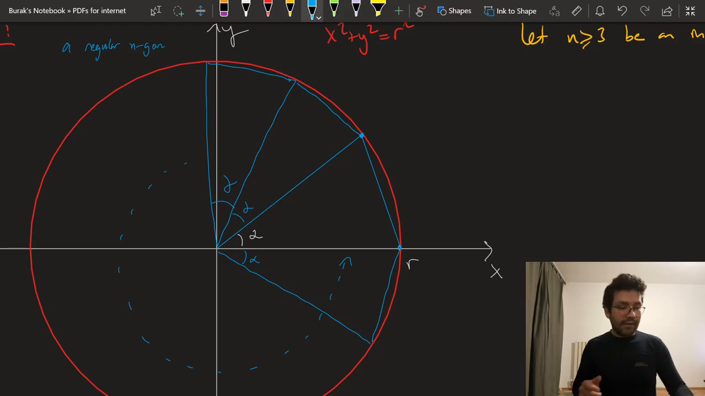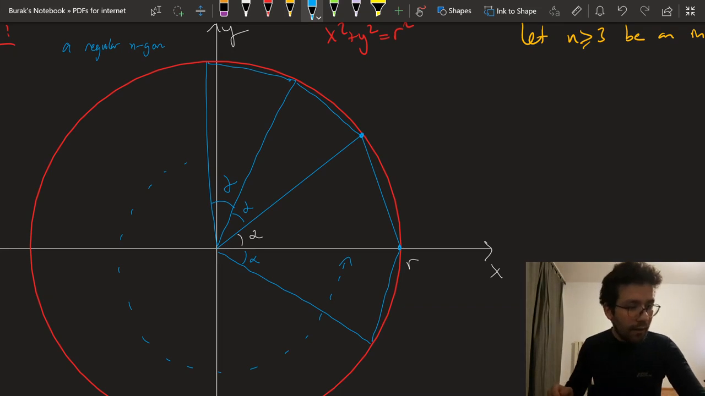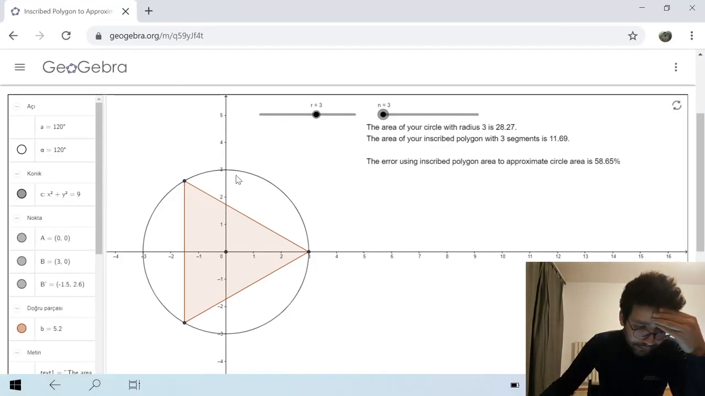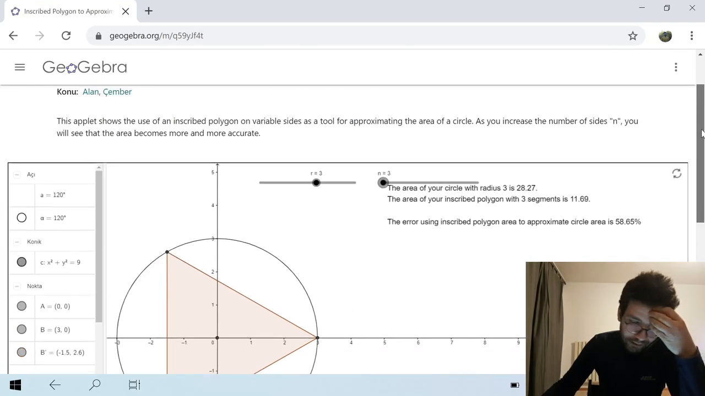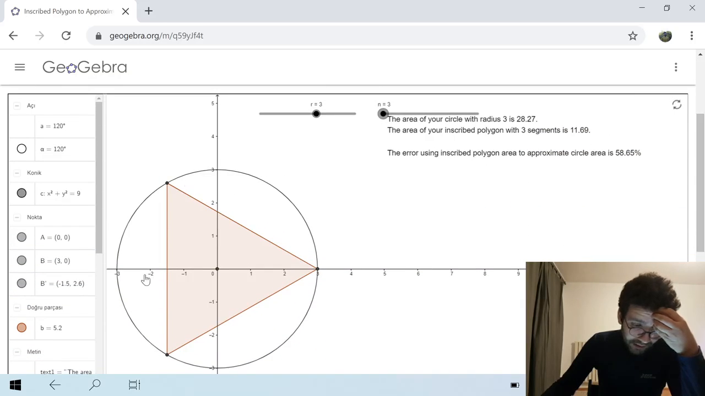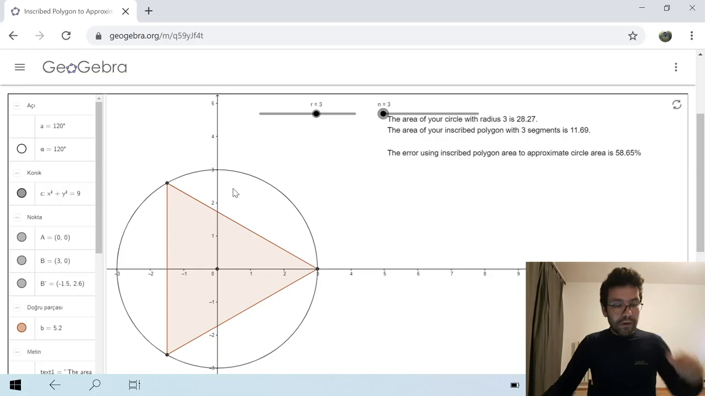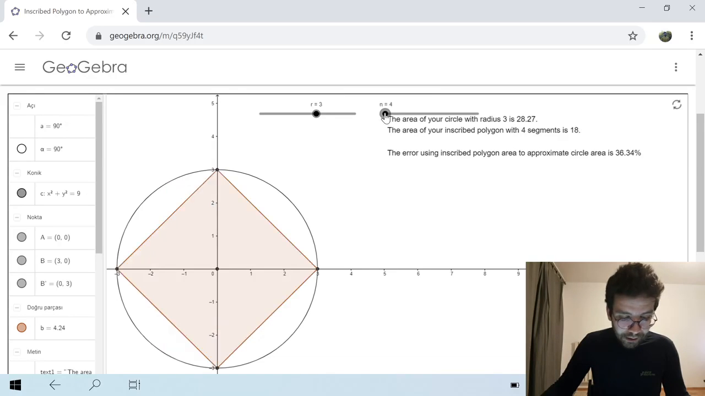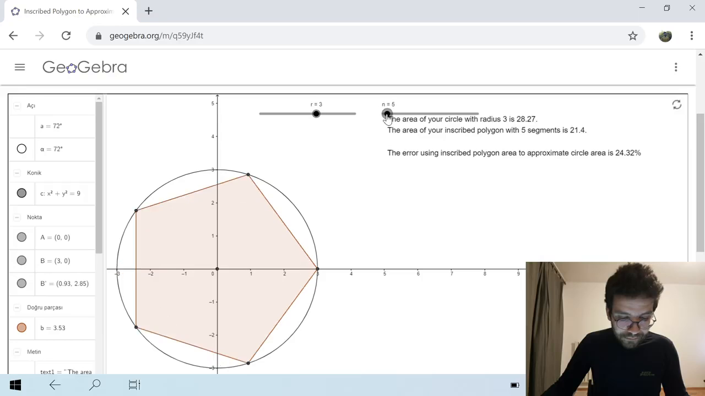Why am I doing this? Now, let me show you something that I found using Google. In this math application GeoGebra, someone programmed this. So in this, I have this circle, and within the circle, we have an inscribed polygon with 3 sides. Now I'm going to increase the number of the sides.